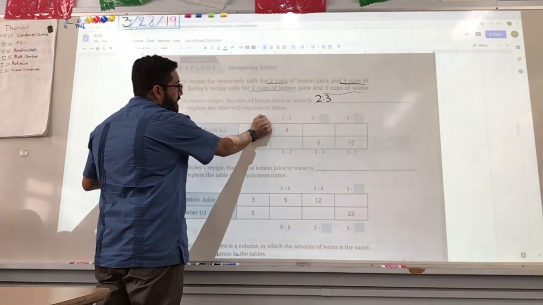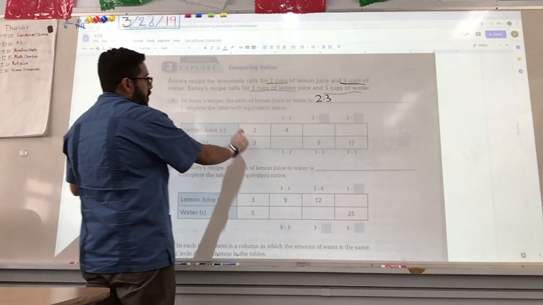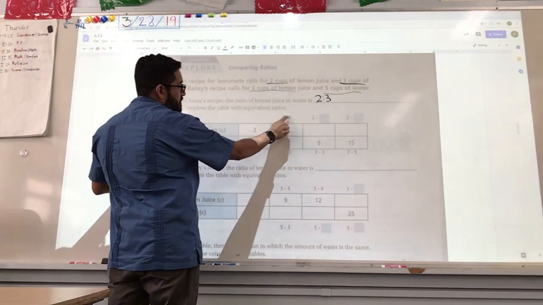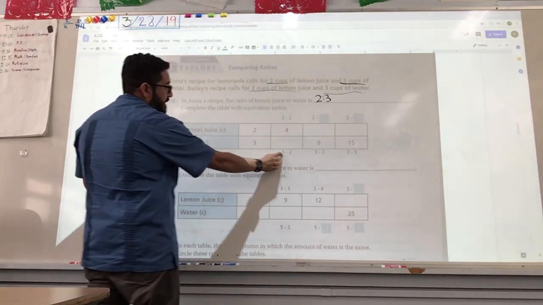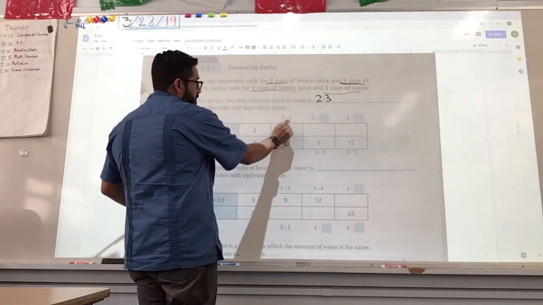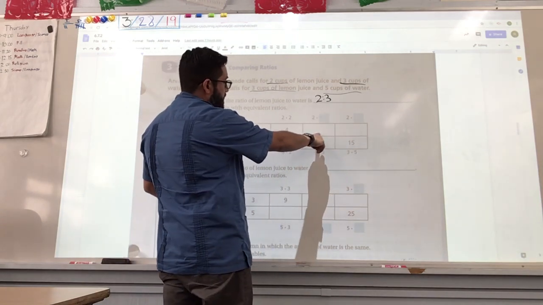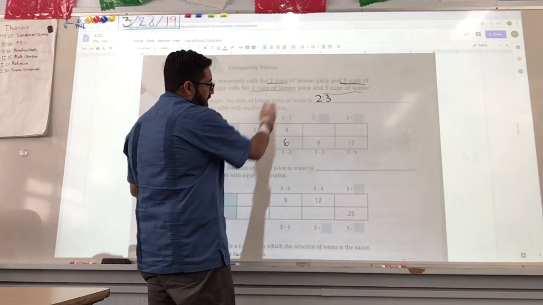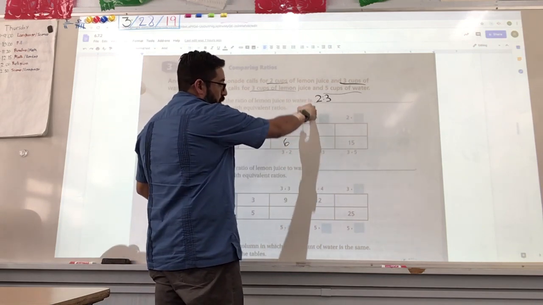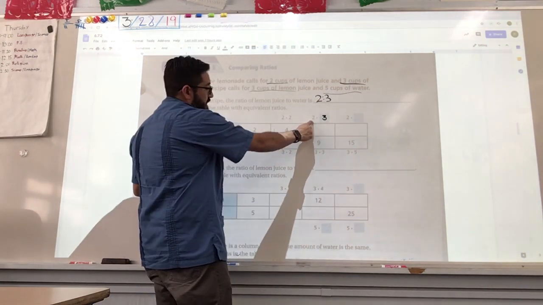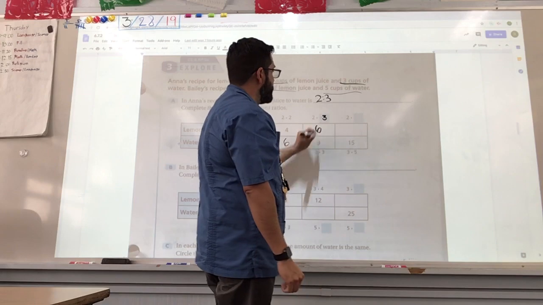Complete the table with the equivalent ratios. Okay, so 2 here, 3 here. 2 times 2 is 4. 3 times 2 is 6, good. Okay, 2 times what is blank, and 3 times 3 is 9. Well, because we're going 2 and 2, we're going to go 3 and 3. Okay, 2 times 3 is 6, good job.